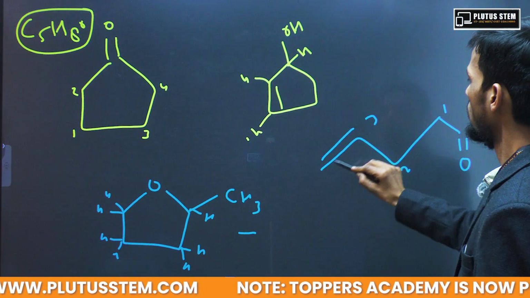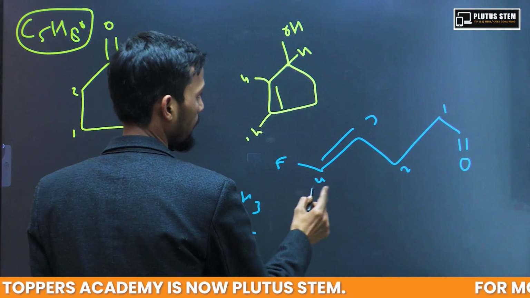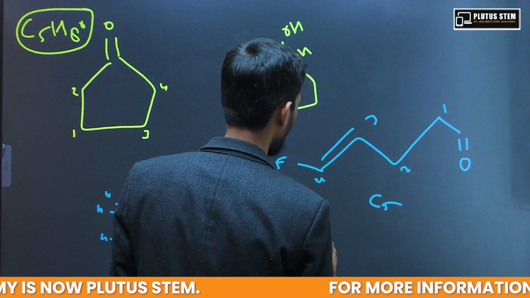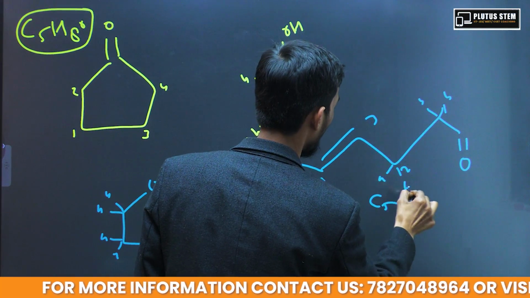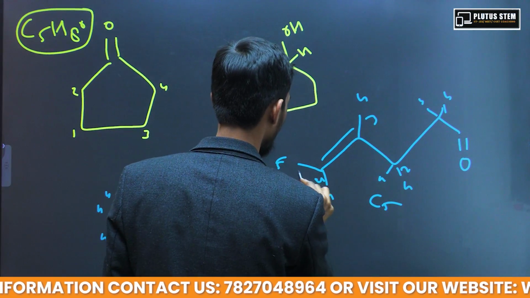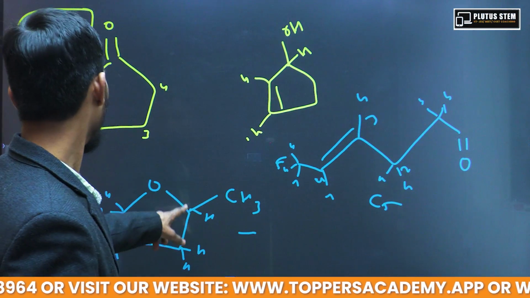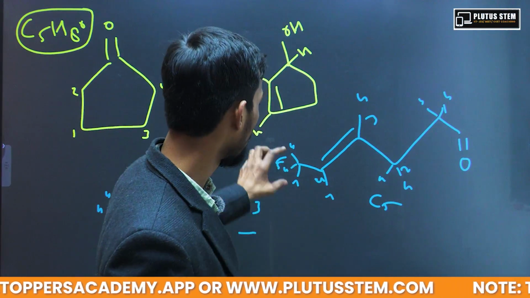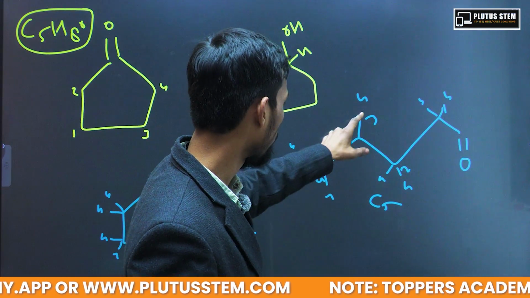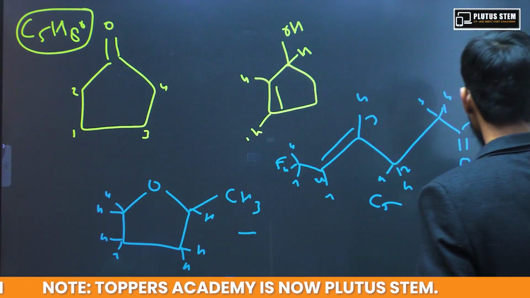One, two, three, four, five. This one, yes. How many carbons are there? Five, C5. How many hydrogens? One, two, three, four, five, six. One, two, three, four, five carbons are there.